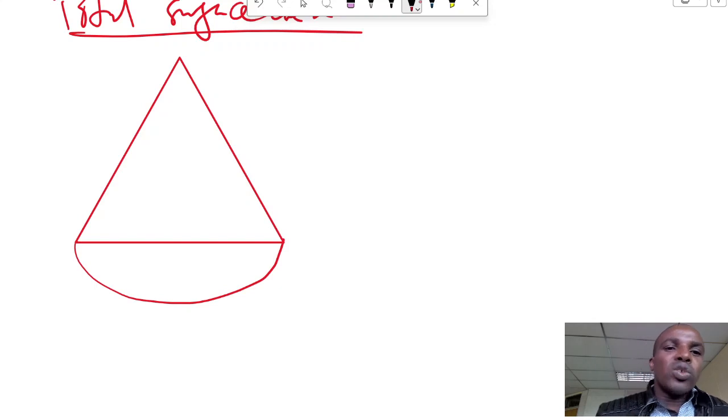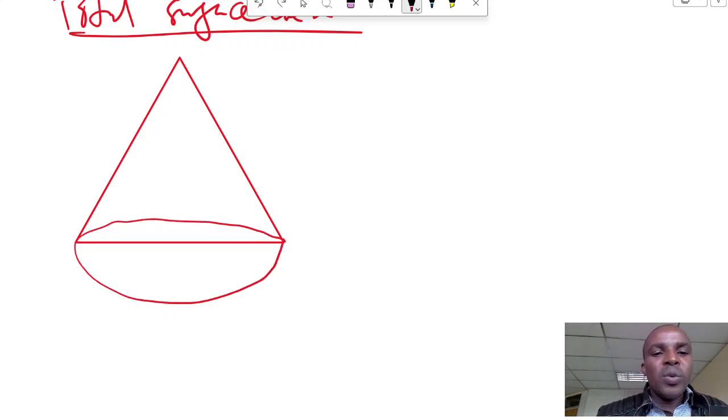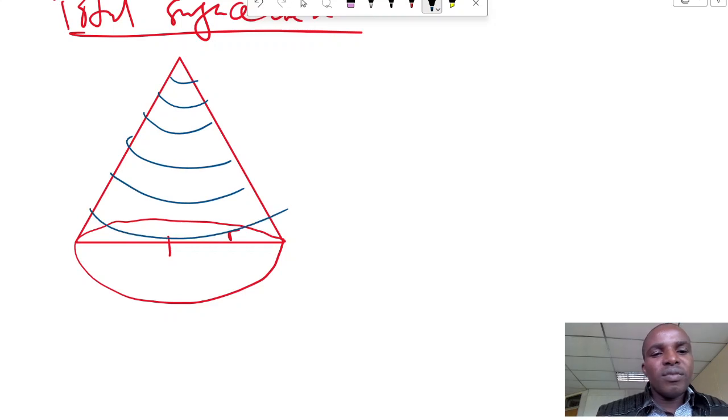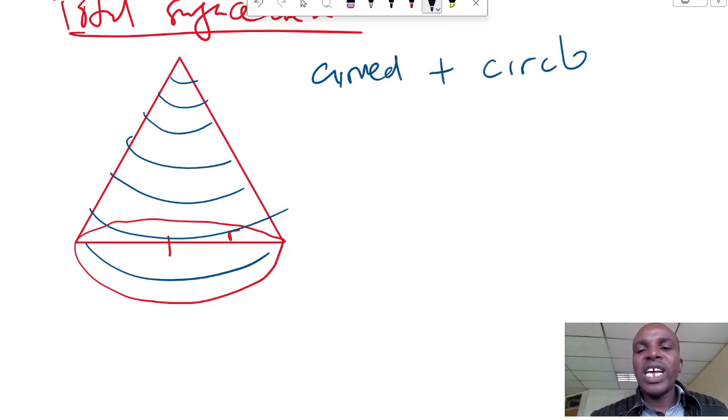Right, so this one, total surface area. A cone is made up of a circle down here with radius r. So we say curved, which is this blue one, plus the area of a circle down there. So you say total surface area is curved area plus area of a circle, that is at the base. Take note of that part.